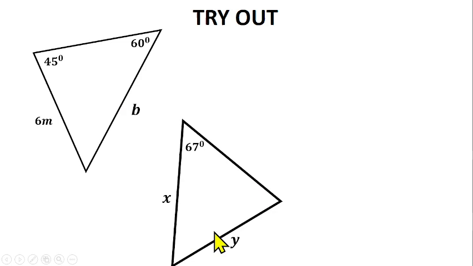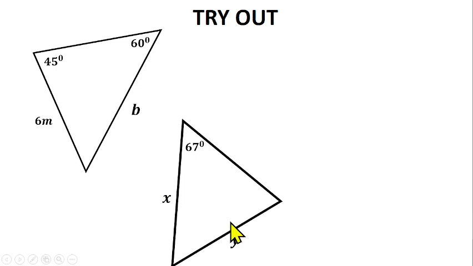Let's see another triangle. Look at this triangle now. We are given this angle, and the side facing it is not given. We call it y. And this side is also labeled x, and is not given. So this angle is not given, this angle is not given. The question is, can we use sine rule in this case to find either y or x?